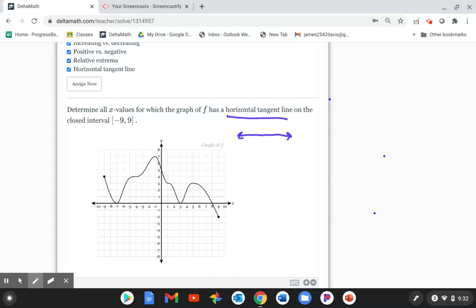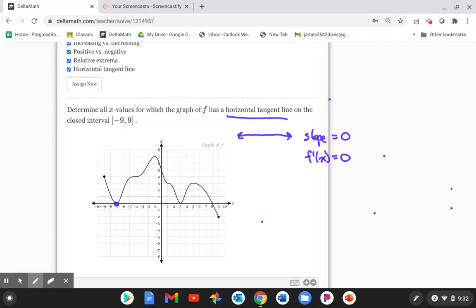Okay, and let's think about what's happening here. If it's a horizontal tangent line, this implies that the slope equals 0, right? In other words, the derivative equals 0. So where do these occur? Well, these horizontal tangent lines occur basically where a function changes from increasing to decreasing or decreasing to increasing. There are a few exceptions to that, which we'll talk about. But what you want to start by doing is identifying the mins and maxes.